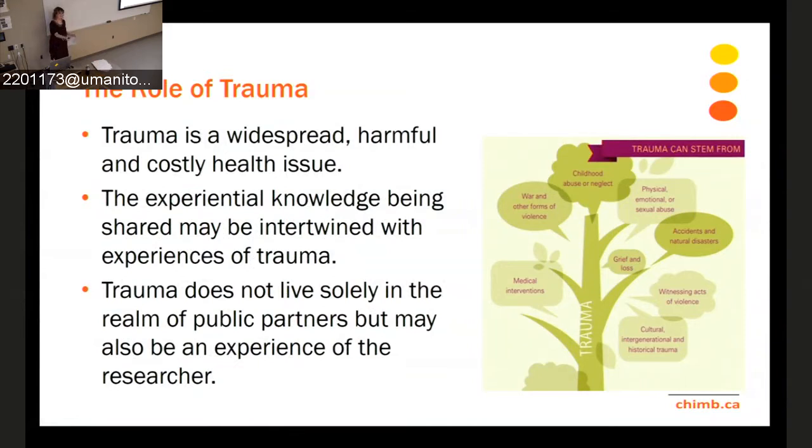And trauma doesn't live solely with patient and public partners. Health researchers as well sometimes bring to the table their own experiences of trauma. We have the whole concept of the wounded healer paradigm, where people are sometimes attracted to studying certain research issues because they have some experiences. So understanding that piece as well.